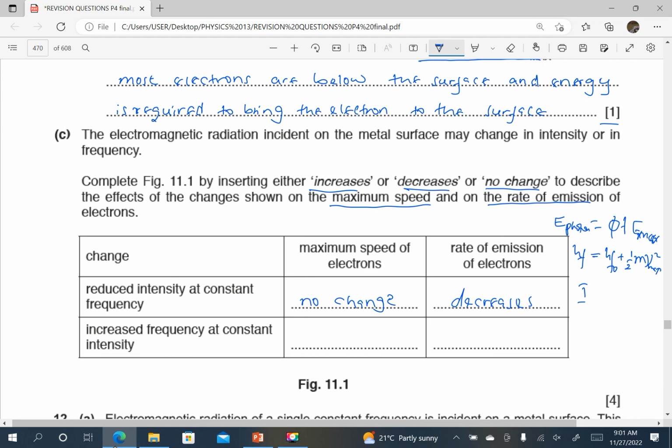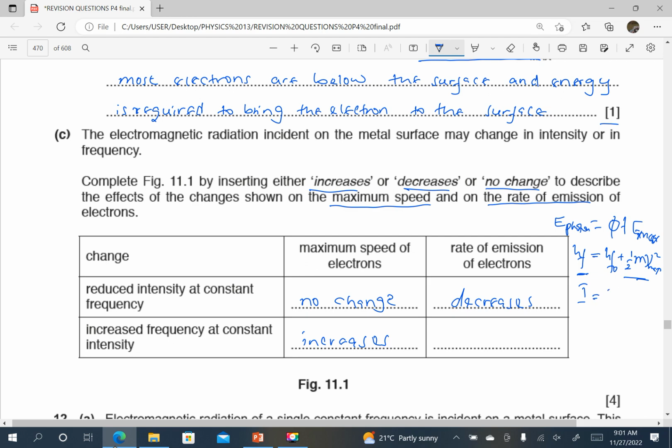Increased frequency at a constant intensity. Increasing frequency means the photon energy has increased, so the maximum kinetic energy of electrons increases. So this one is obvious. This one increases. And how about the rate of emission? The intensity is constant, but the frequency has been increased.